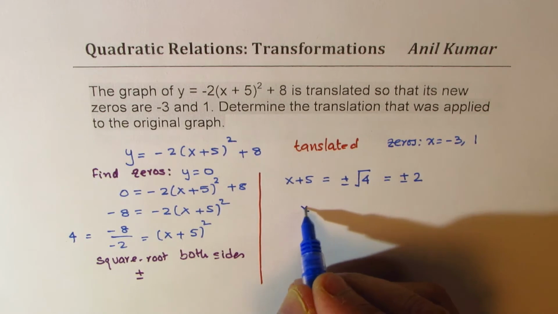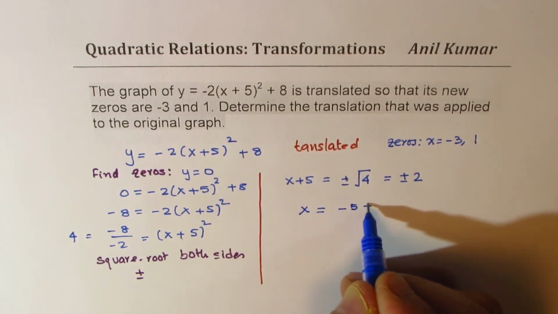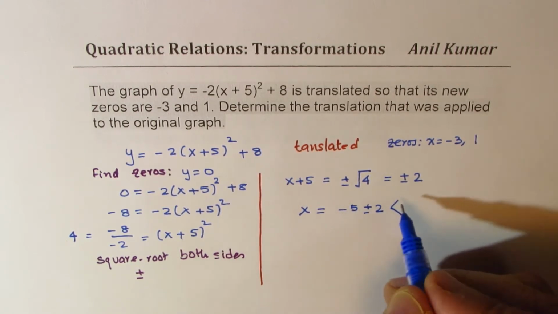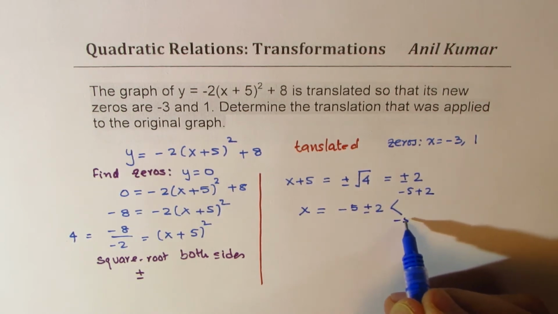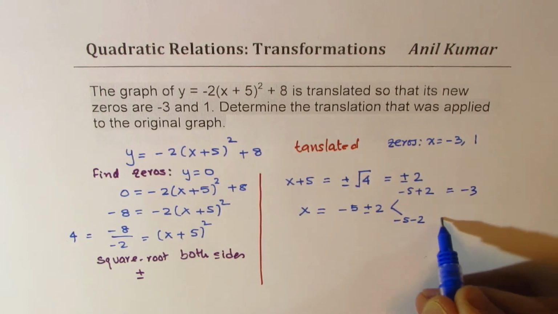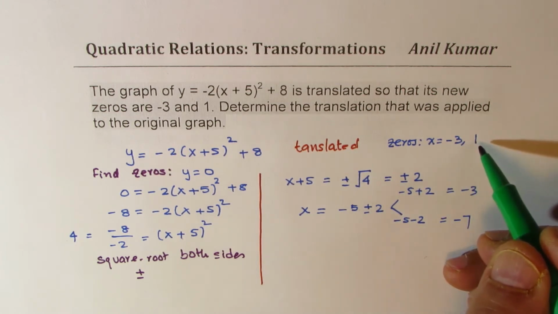From here we get the value of x equals minus 5 plus or minus 2. That gives you two zeros. One will be at minus 5 plus 2, the other at minus 5 minus 2. So one is at minus 3 and the other one is at minus 7. But what are we given? We are given that after translation, the zeros are at minus 3 and 1.